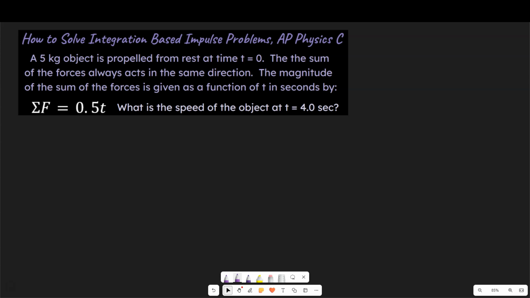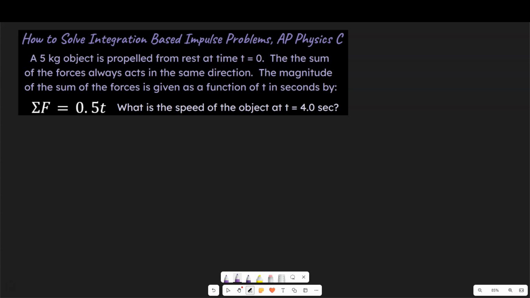Hey, welcome back. Today we're going to be talking about how to solve integration-based impulse problems, specifically for AP Physics C Mechanics students. So we have lately been talking about how the derivative of momentum with respect to time is going to be force. Now we're going to do sort of an opposite style problem where we're going to integrate.